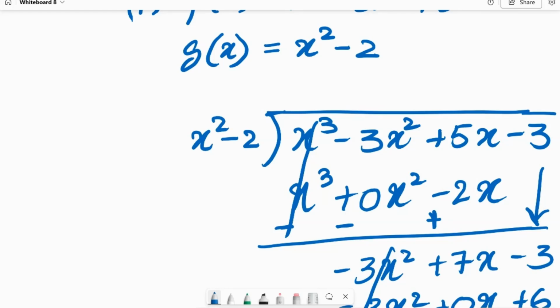So the first step, we multiply something to the first term of g of x to get first term of p of x. Next, we change the signs to add all of them, and we add and find the remainder, as long as the degree of remainder is less than degree of dividend.